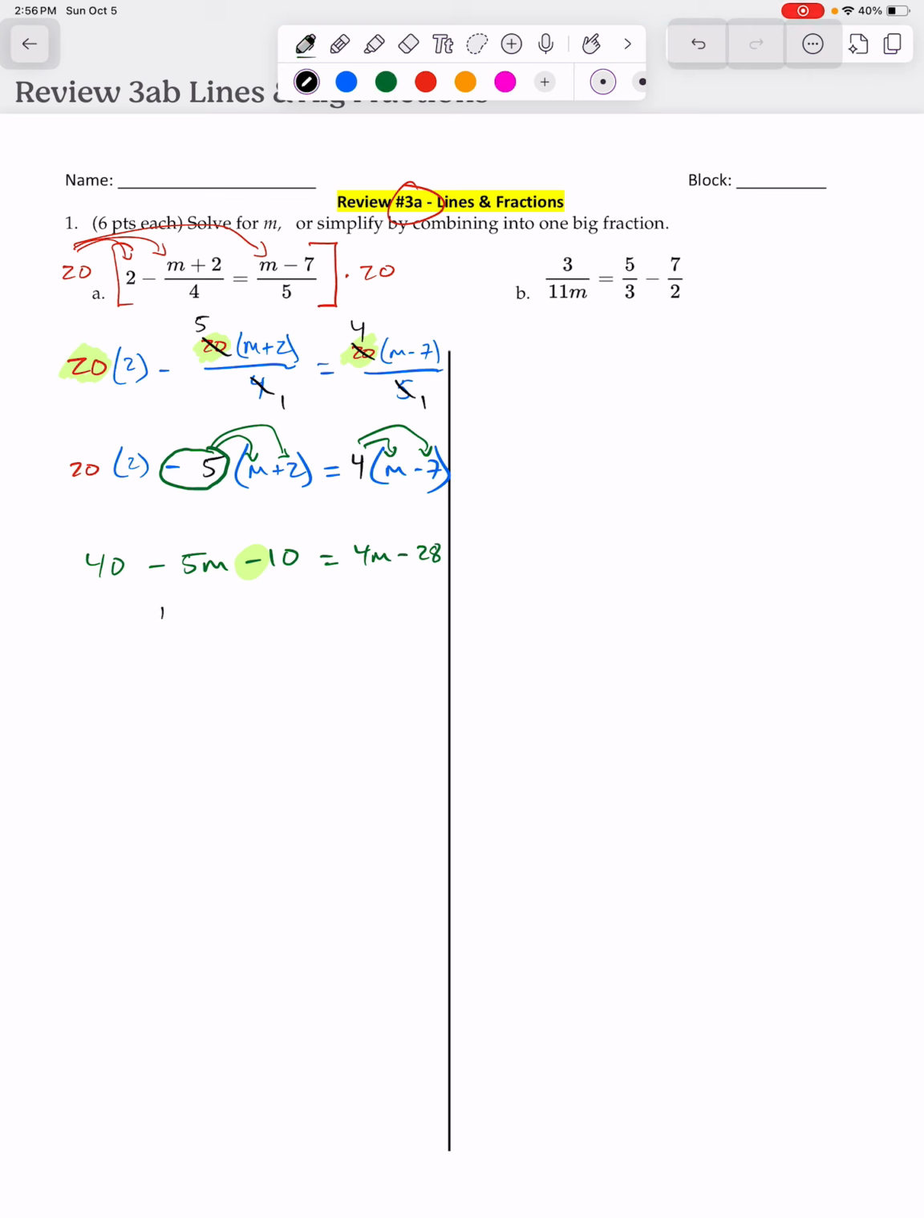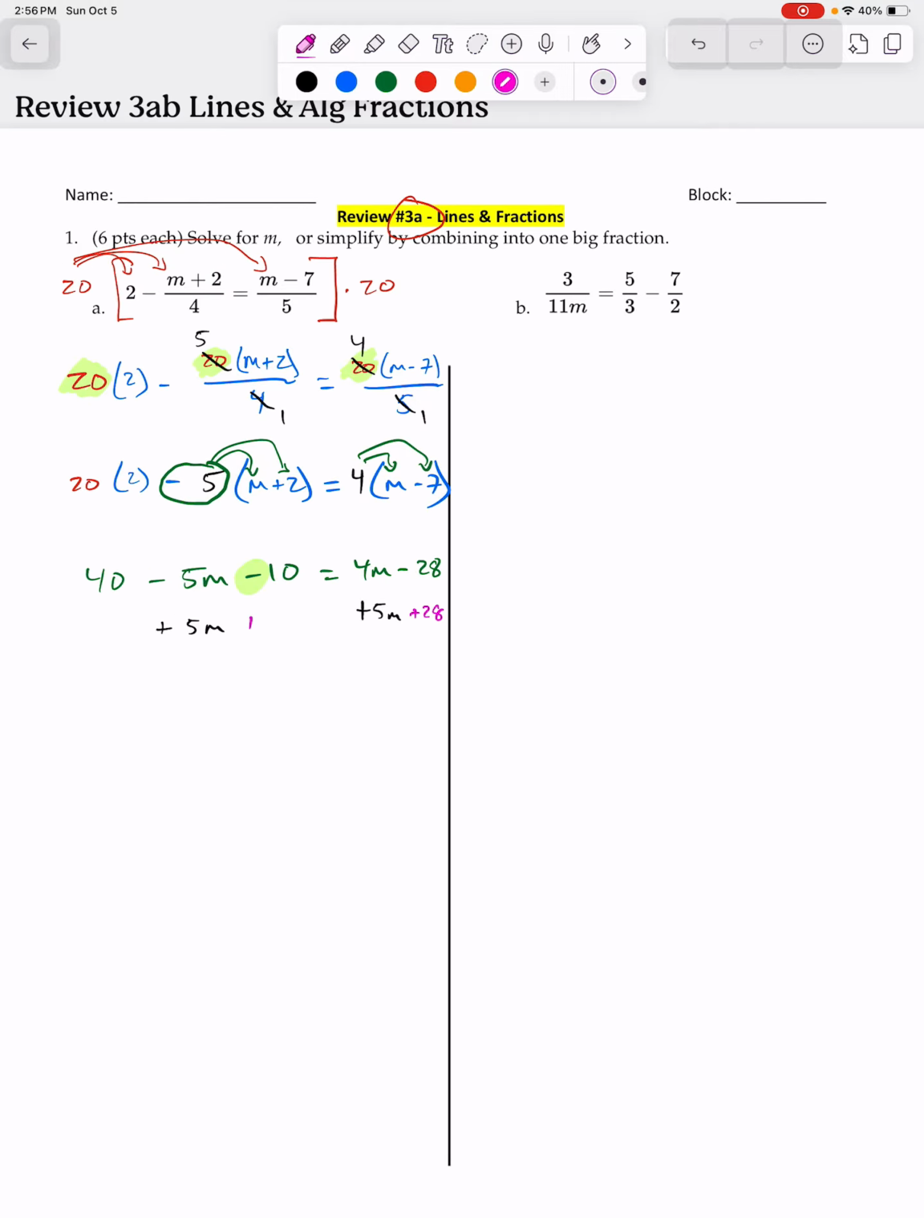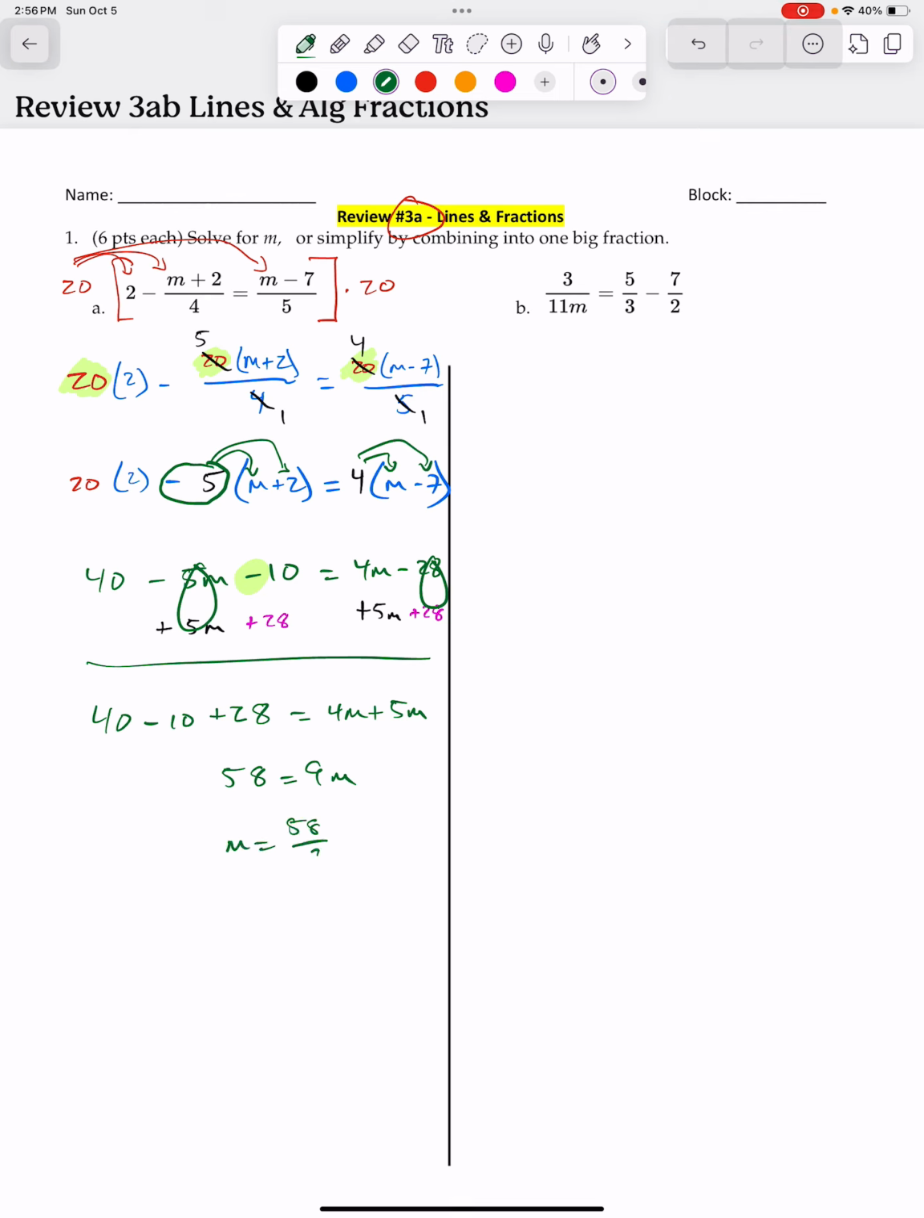So I'm going to add 5m to both sides. And I'm also going to add 28 to both sides. So that what I then have is 40, those sum to 0, those sum to 0. So 40 minus 10 plus 28 equals 4m plus 5m. So that's 58 equals 9m. So m equals 58 over 9. Let's make sure that's a better looking 5.